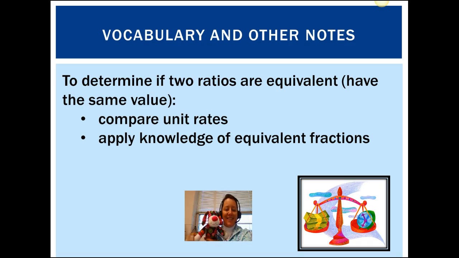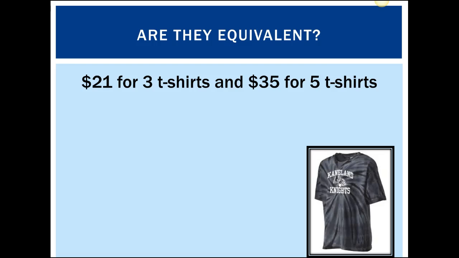Okay, let's begin. In our first problem, we want to determine whether it is equivalent to buy 3 shirts for $21 and 5 t-shirts for $35. One way we can do this is to look at the unit rate. First, I'll set up the ratios. I would have 21 over 3 and 35 over 5. To find a unit rate, our denominator must equal 1.